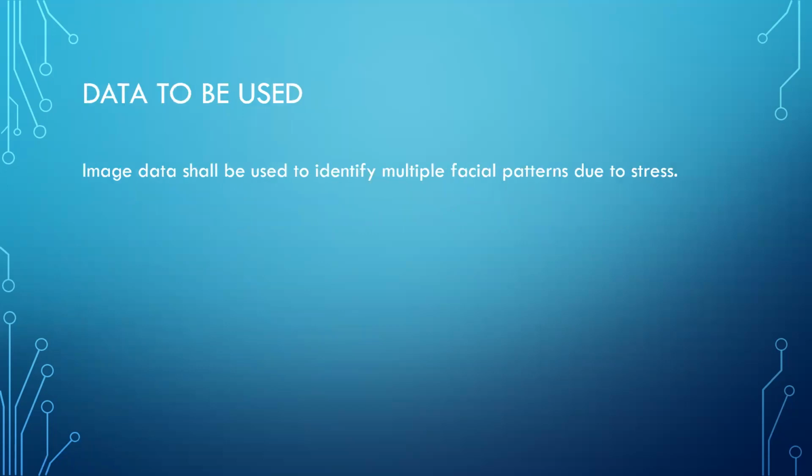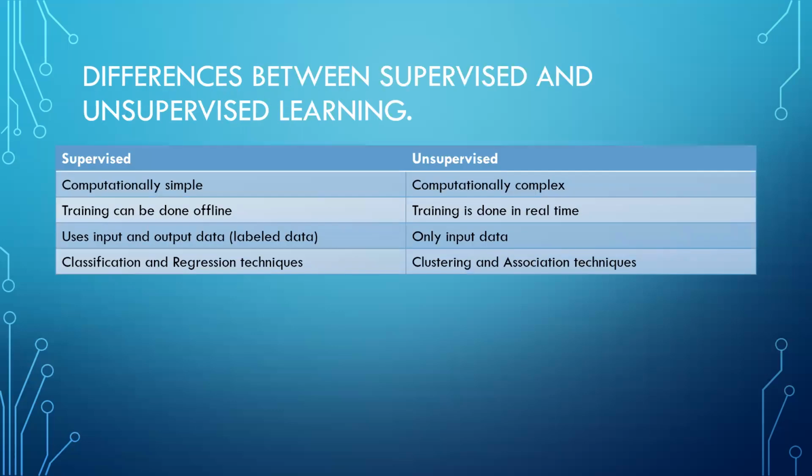Data to be used, as I've said, is going to be images, to help us identify multiple facial patterns due to stress. We can learn, understand, and train the model how to identify these. So how we're going to achieve this, we're going to achieve it through supervised and unsupervised learning. But just to give you a catch about what these are.